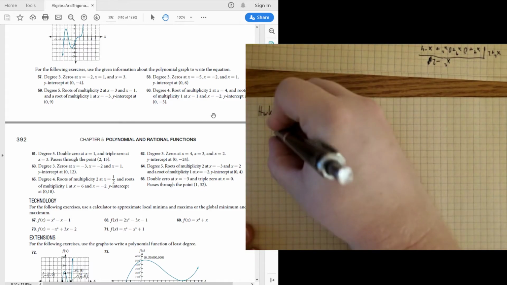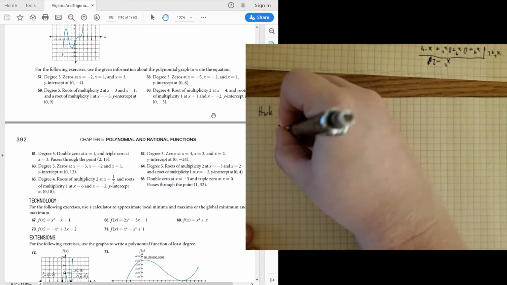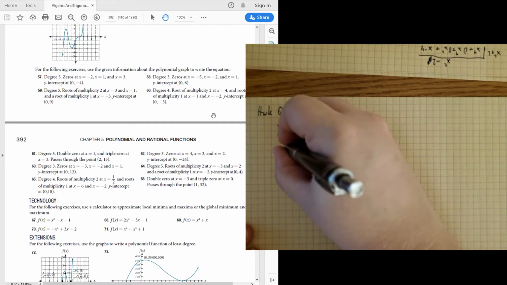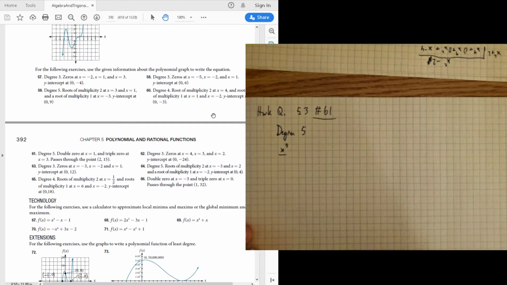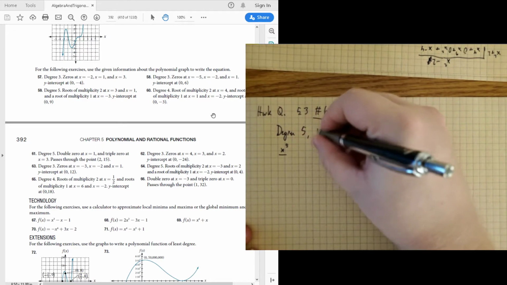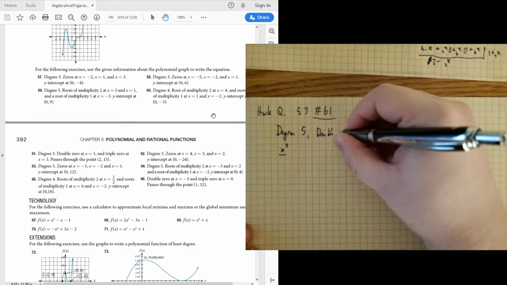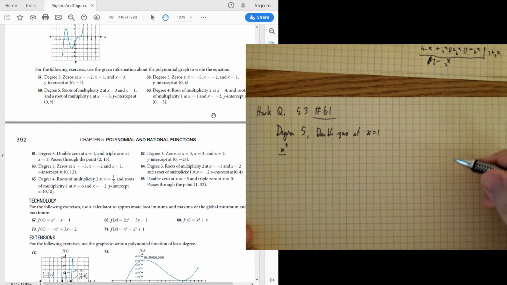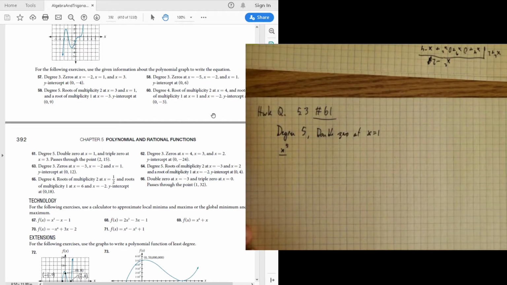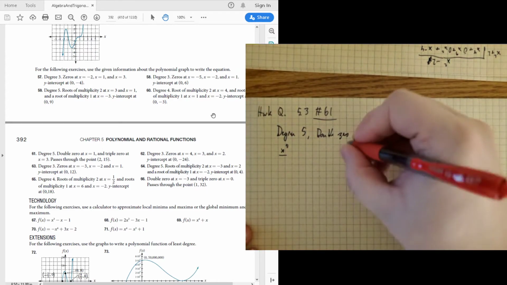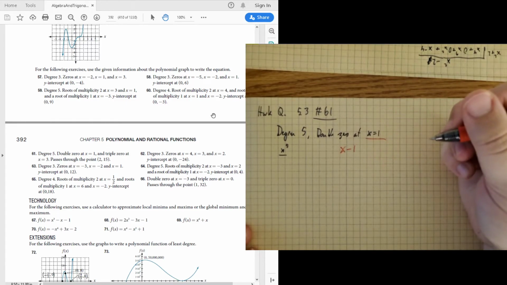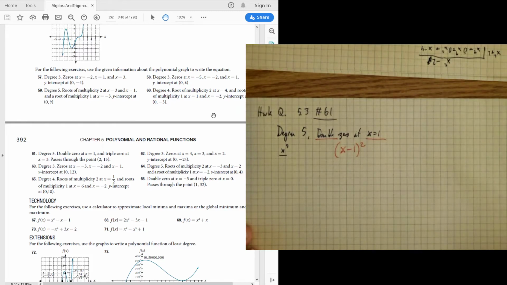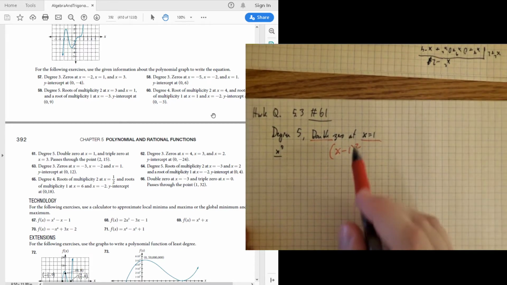It states, we have a polynomial of degree 5. What that tells me is we're going to have x to the 5th power in this problem, somehow, some way. Next, it tells me we have a double zero at x equals 1. What that tells me is if x equals 1 is a 0, that tells me that x minus 1 is a factor. And because it is a double zero, that means there's 2 of them. So that's how we read the first part of this problem.